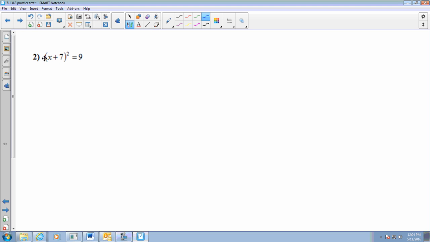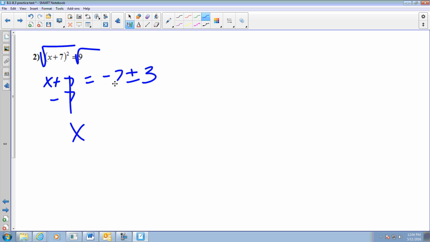Number two, same process. I'm going to square root both sides. I get x plus 7 because square and square root are opposite operations. On this side, I get plus or minus, and the square root of 9 is 3. And then I'm going to subtract 7 from both sides. Notice that I put the negative 7 in front of the plus or minus. Because they're both integer type numbers, I'm going to simplify to negative 7 plus 3 gives me negative 4, and negative 7 minus 3 gives me negative 10. And those are your two solutions.